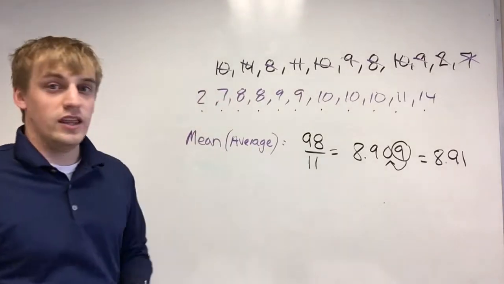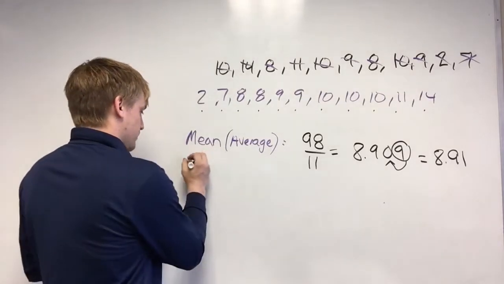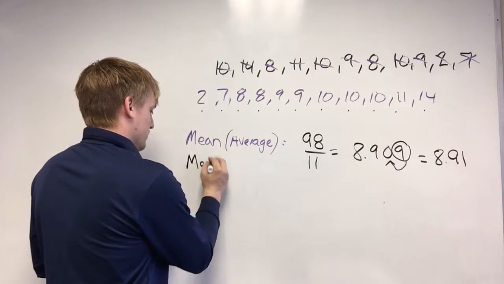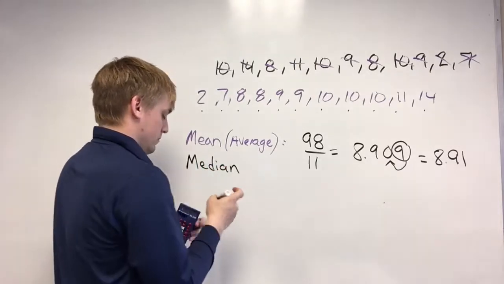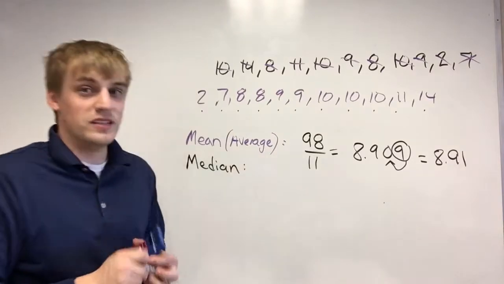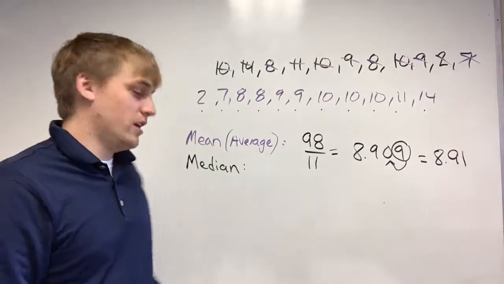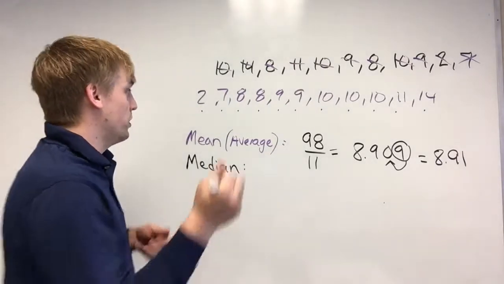Now let's try the next measure of central tendency, which is median. Okay, median. Median means middle. It's when we're going to find the middle of the data set. Now, how do we do that?